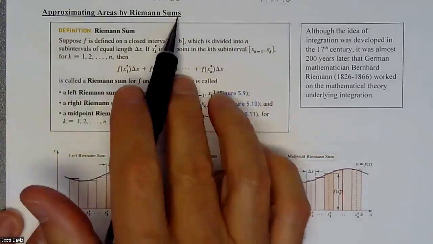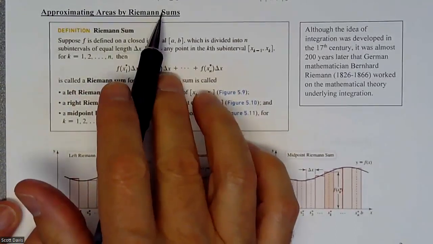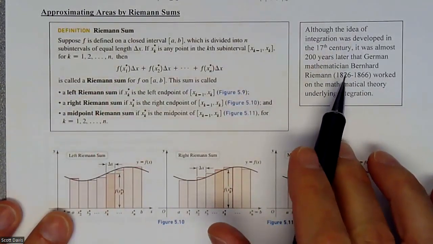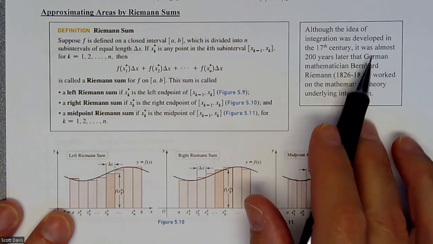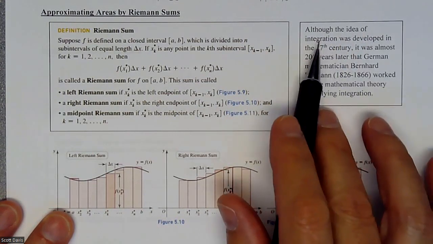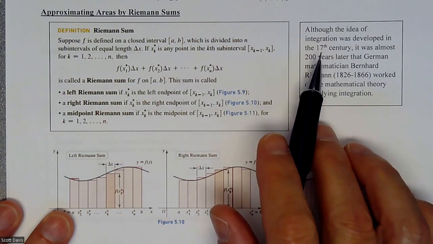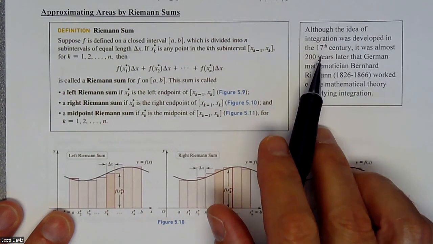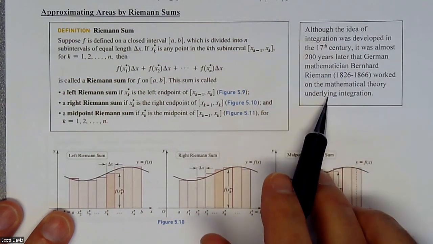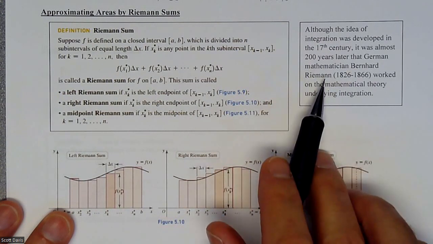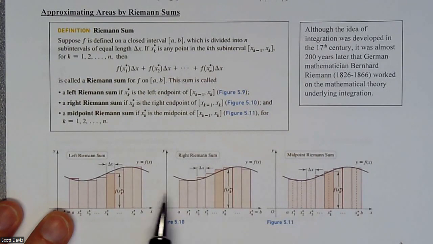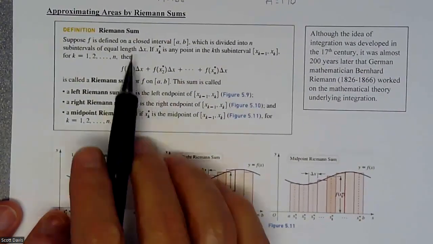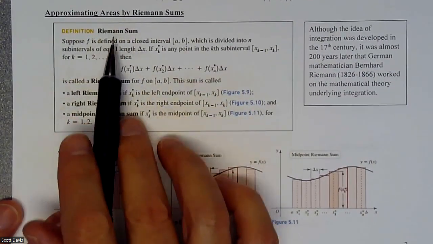This lesson, we are going to introduce this idea of a Riemann sum. A Riemann sum is named after Bernard Riemann, who was a mathematician in the 1800s. They were talking about this idea of integration. It was actually introduced in the 17th century, and then it was more formalized by Bernard Riemann 200 years later. And we're going to use his idea to try and estimate an area under a curve.